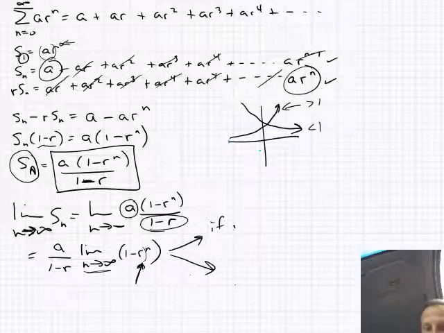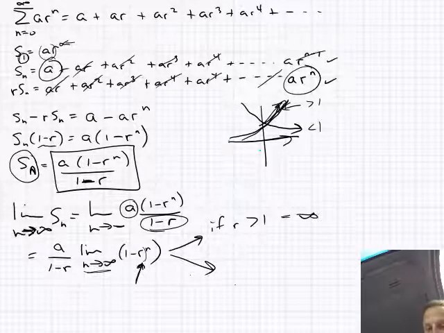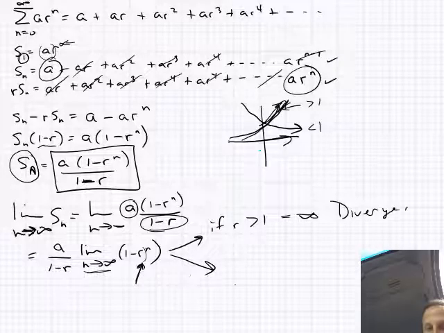If r is greater than 1, then as n goes to infinity, the function itself is going to go to infinity. So this whole thing goes to infinity. And what does that mean? It means that the limit goes to infinity, the sequence diverges, and the series diverges.